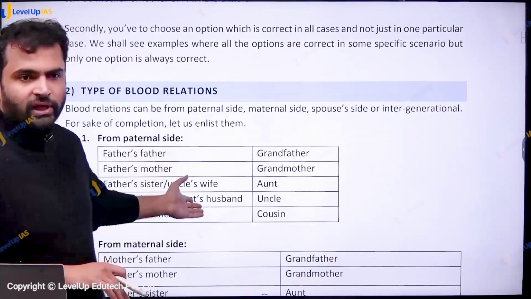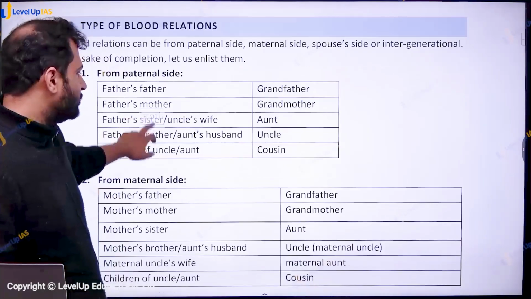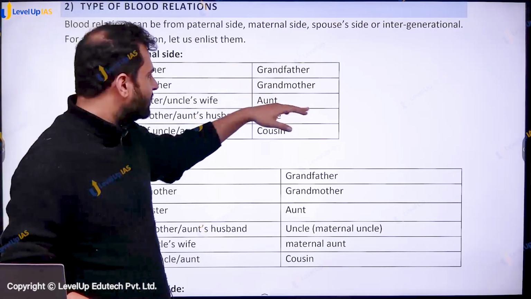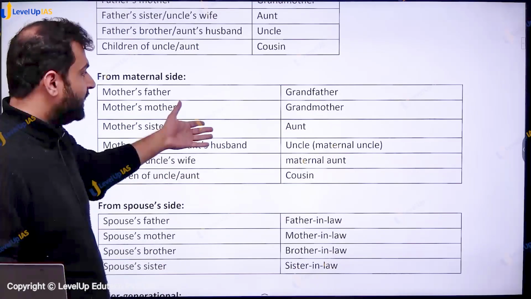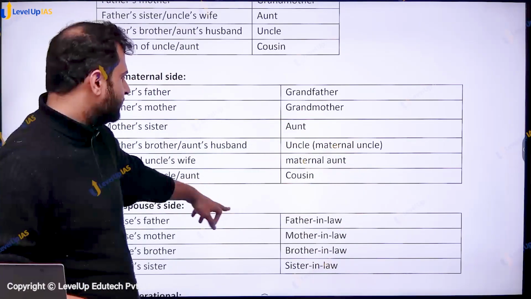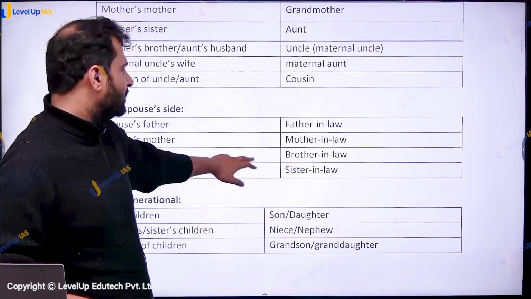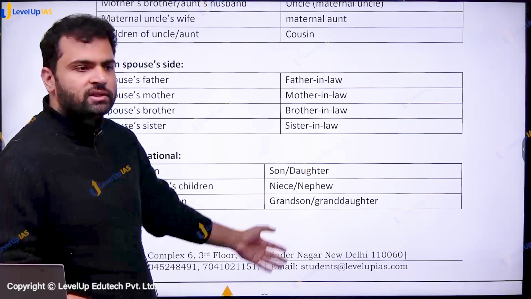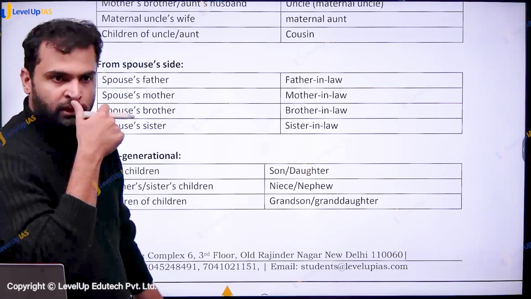You know this already, the types of blood relation. I have enlisted them for your convenience. If someone wants to refer, they can. Father's father, father's mother, grandfather, grandmother, aunt, uncle, cousins. Mother's side: maternal uncle, maternal aunt. Then spouse's side: father-in-law, mother-in-law, brother-in-law, sister-in-law. And intergenerational: son, daughter, niece, nephew, and grandson, granddaughter. These can be relations.